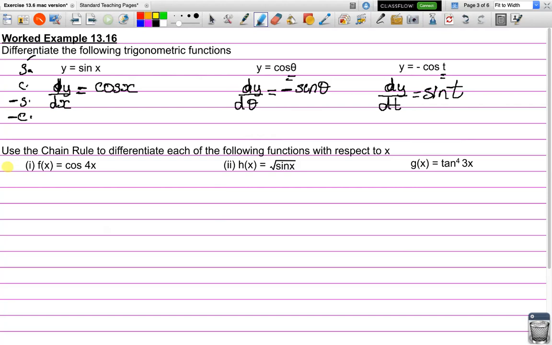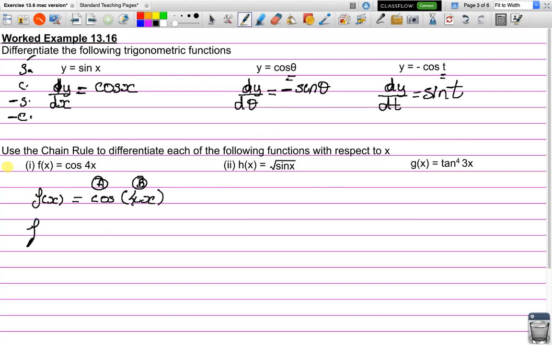Now, on these ones down below, they're going to be slightly more difficult. The first thing is recognizing that it is actually the chain rule. And technically speaking, I'm just going to rewrite it into its correct format. f of x is equal to the cos of 4x. So I've got two functions. One is cos, and inside it, I've got 4x. So this is my priority A function, and this is my priority B.